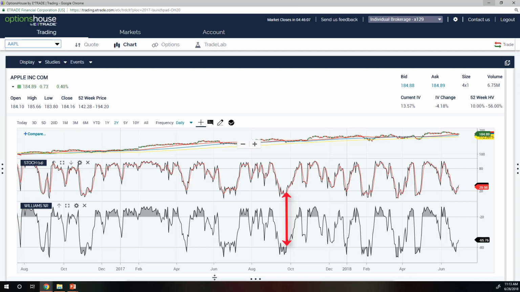So once again, this is why I think it's meaningless to put stochastics and Williams %R on your charts and try to use that as a confirming signal. It will always confirm. So it's just redundant. So what do you do? Pick one. There's no sense in using both.